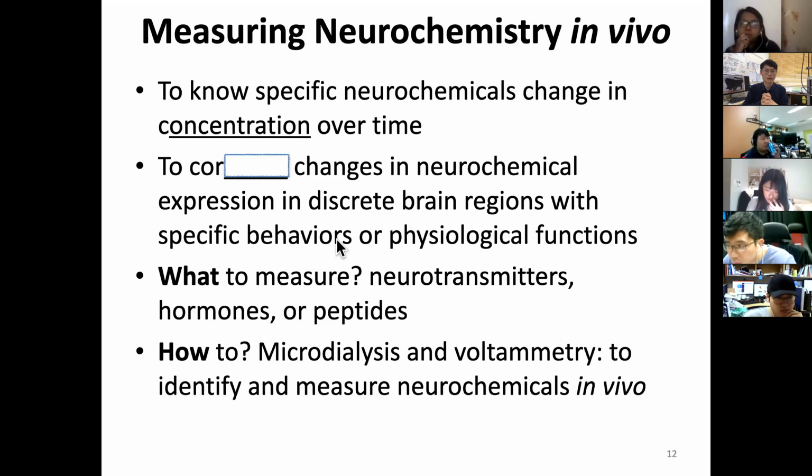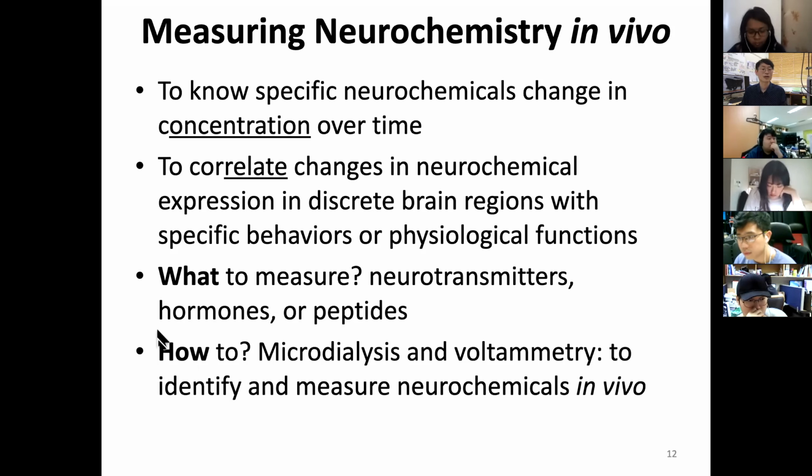So what are we interested to measure? Neurotransmitters, hormones, or neuropeptides? And how do we measure this? This is a tough technique, and there are tools for that. Have you heard of dialysis, right? Microdialysis and photometry. So this is to identify and measure neurochemicals in vivo. In vivo technique is hard, but it sometimes gives more precious information.